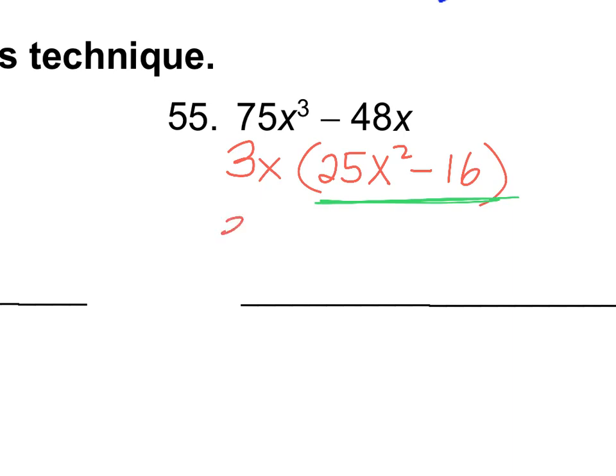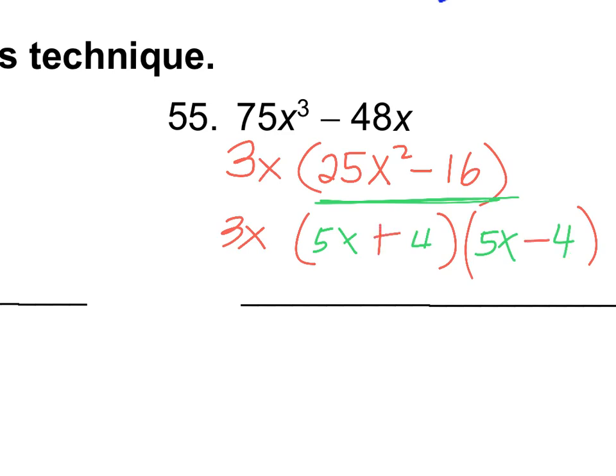So we're going to keep our 3x, and then we're going to factor this out to 2. So the root of 25 is 5x and 5x, and for 16 it's 4 and 4, and our signs become plus and minus. That was the end of page 4.